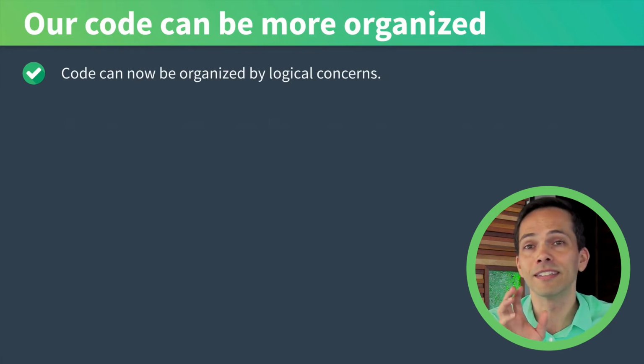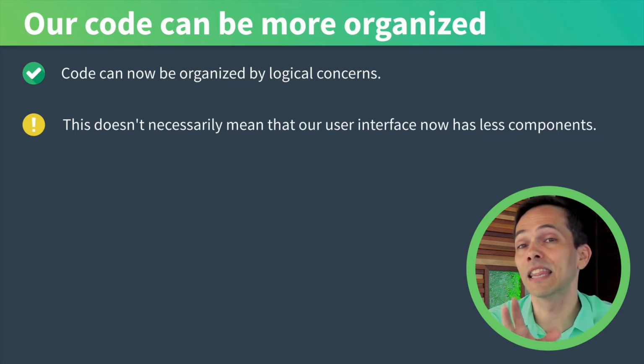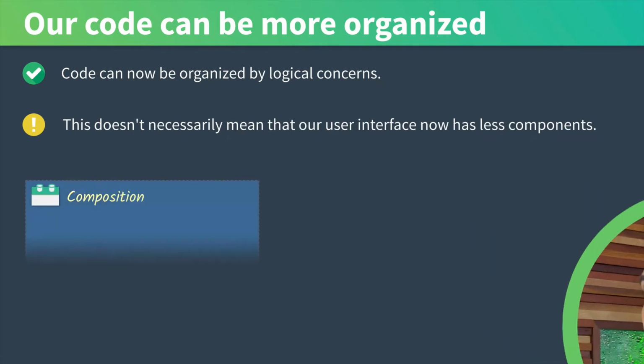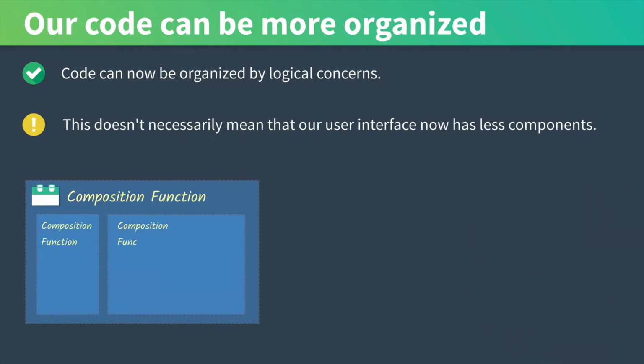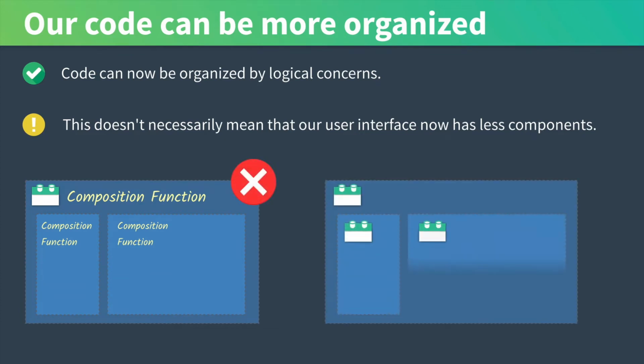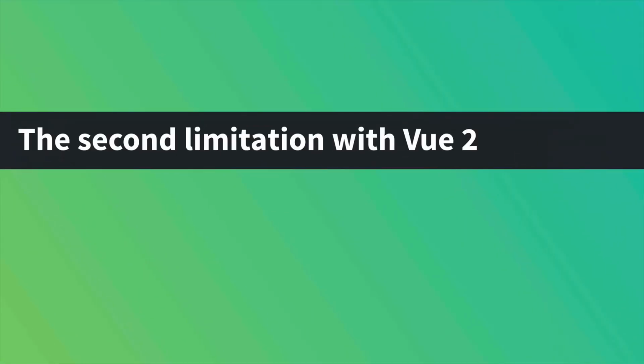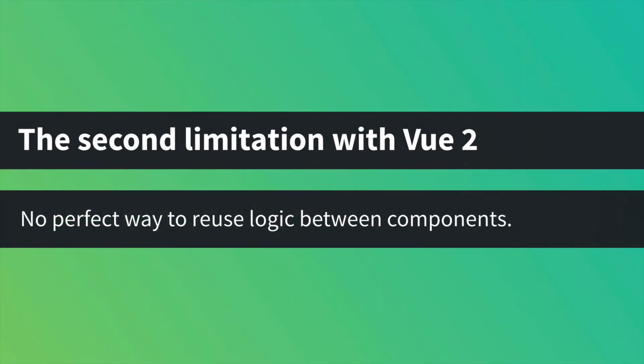I want to point out that this doesn't mean our user interface has less components. I'm not going to be writing each piece of my page in different composition functions. I'm still going to have multiple components for each part of my user interface. The second limitation of Vue 2 is that there's no perfect way to reuse code across components. And let me show you exactly what I mean.